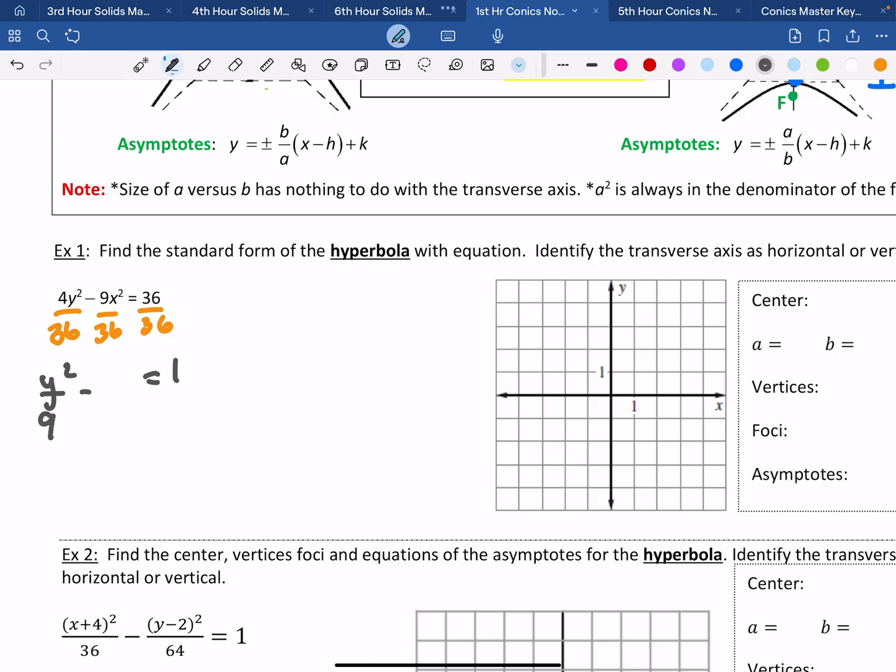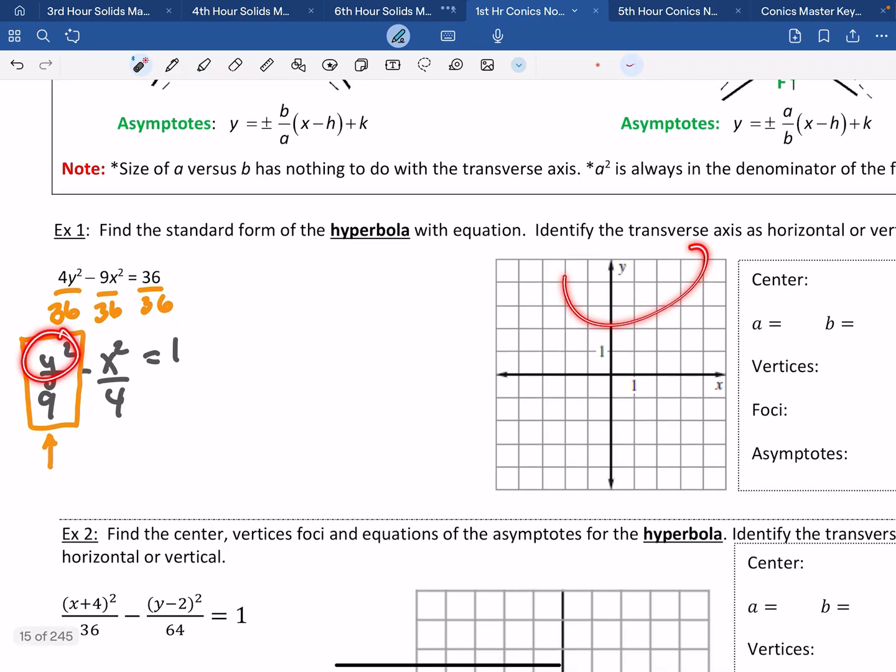And 9 goes into 36 4 times. Okay. And you get 1. All right, so the first thing that I like to do is I always identify the first position. So based upon this, this is telling me that this is going to be vertically orientated. You see this y squared's in the first spot? That tells me it's going to be doing this along the y-axis.